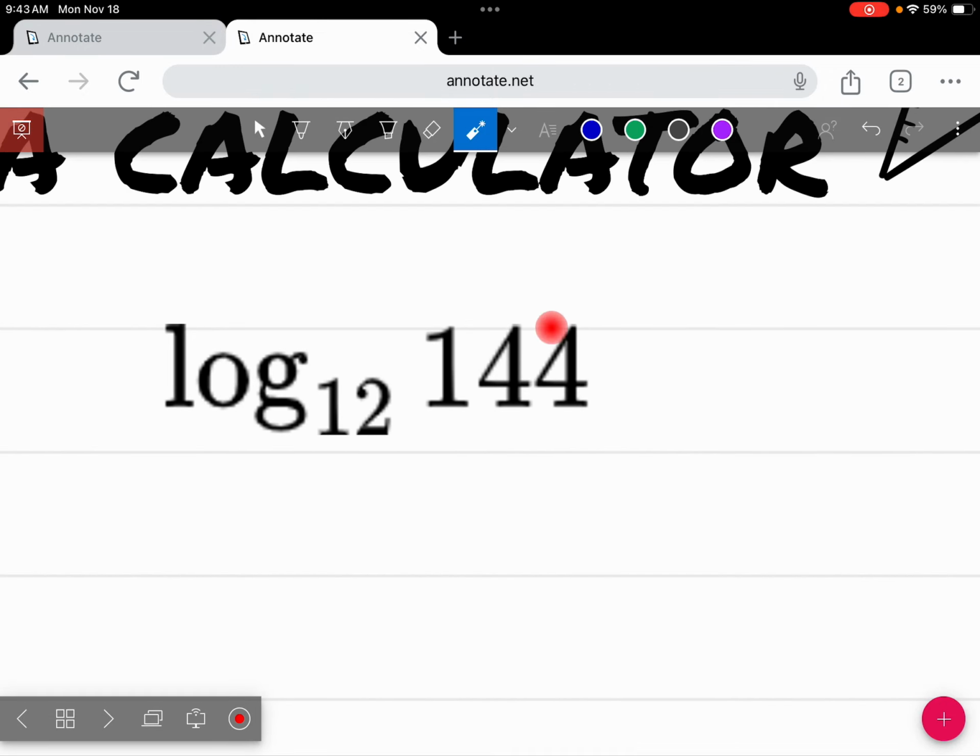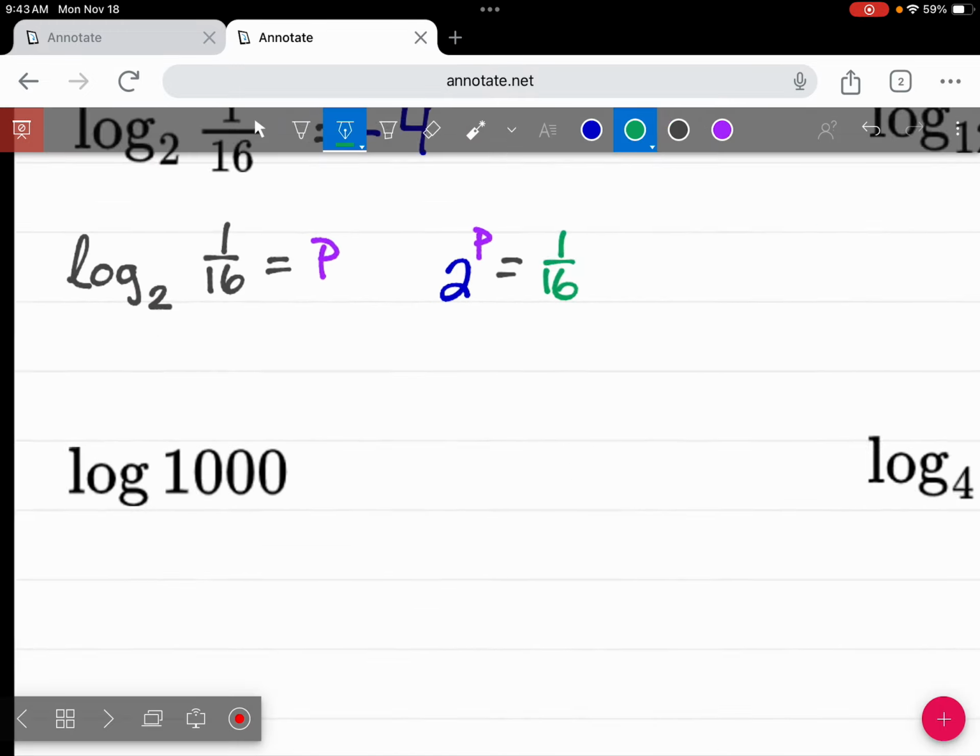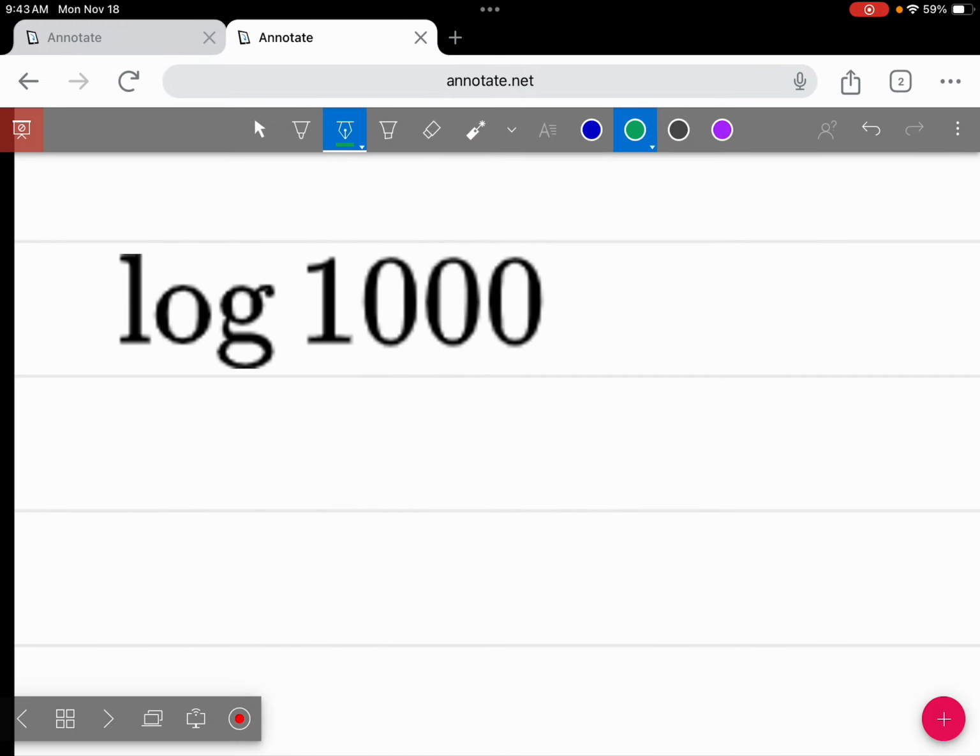So if we look at this one over here, log base 12 of 144. Say this is asking us 12 to what power is 144? Squared. So 12 to the power of 2 is 144. So the next one, we don't have a base written there, so what's our base? 10. So 10 to what power? 3. Because our argument is going to be 3.